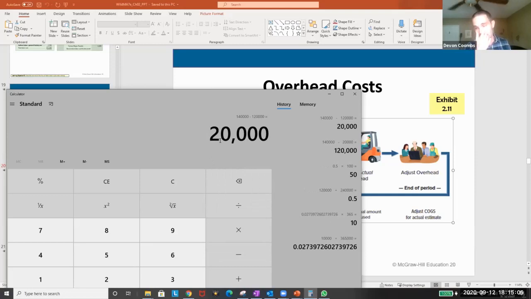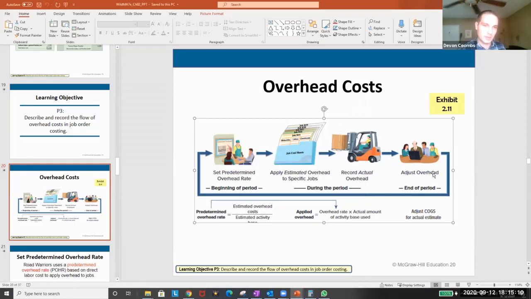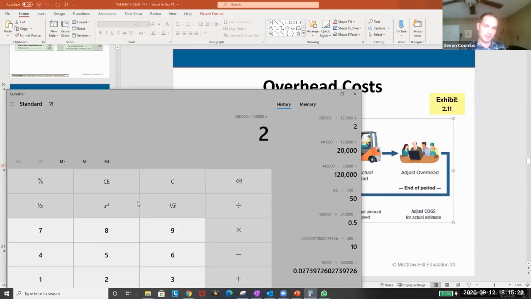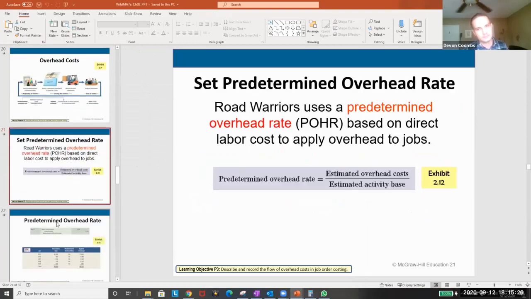So then we'll take that 20,000, we'll adjust our overhead in cost of goods sold. We'll make an estimate, adjust that cost of goods sold, and then on future jobs, we'll fix it. We'll say, okay, we underestimated, so our new estimate will be 240,000 divided by, well, let's say our estimate was okay, and so on and so forth. So that's all they're doing here. They used a predetermined overhead rate based on direct labor costs to apply overhead to jobs.